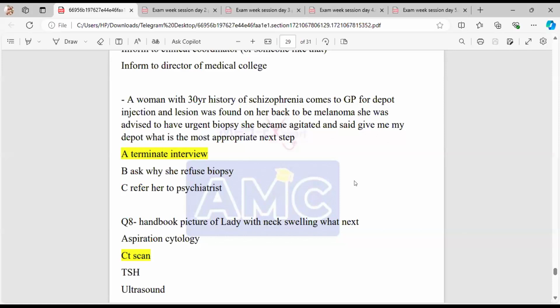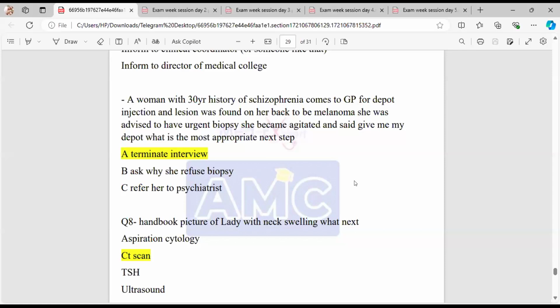At this moment, this biopsy is urgent, but it is not that you can do the biopsy within an hour or within 2 hours. No. So you just terminate the interview for now, and tomorrow you will call her again, when she is not agitated and when she is relaxed. Then you will inform her about the other things, and ask why she is refusing the biopsy and why this biopsy is important. But at this moment, because she is agitated, terminate the interview.